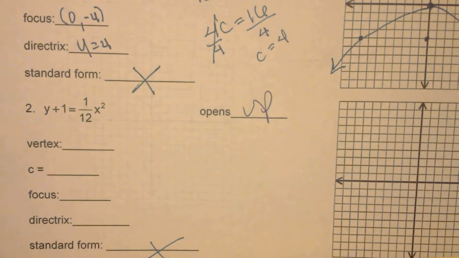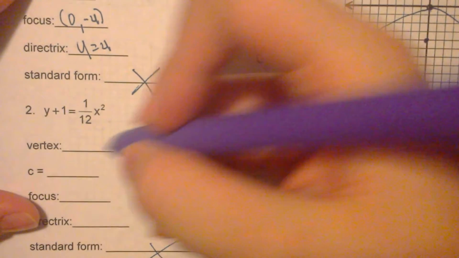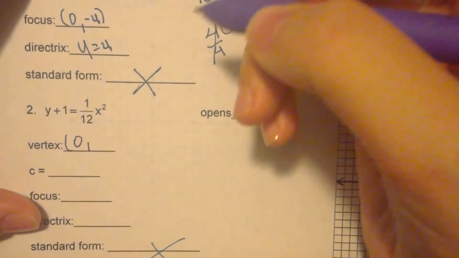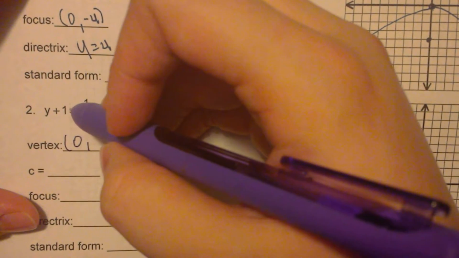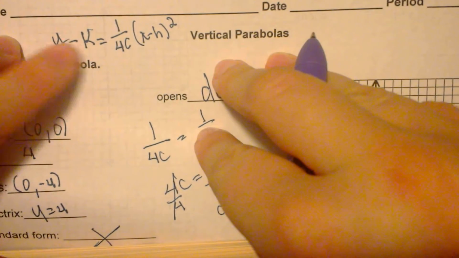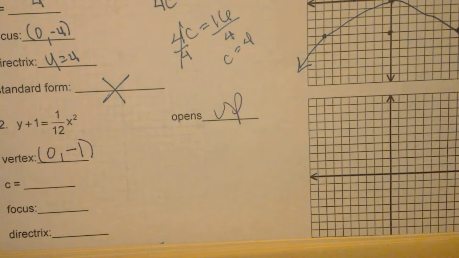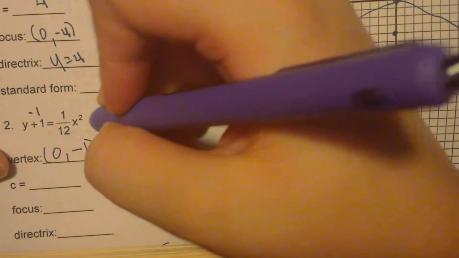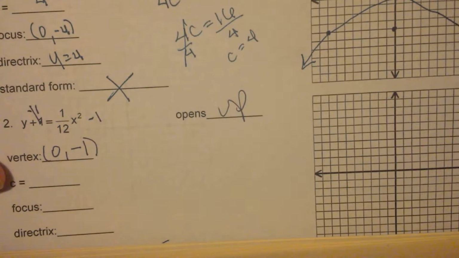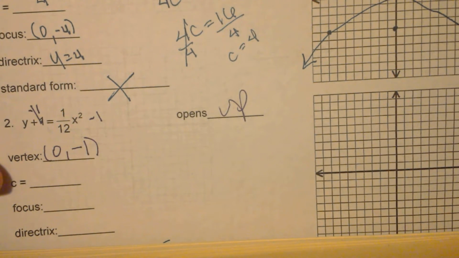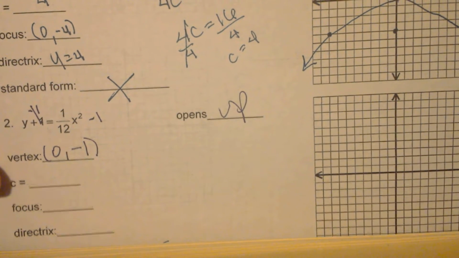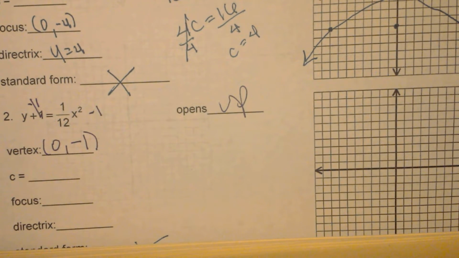So my vertex, I'm not adding or subtracting anything from x, so my x coordinate of the vertex is 0. I am adding 1 to y, but in vertex form it's y minus k, so it's negative 1. You could also have seen that if you just subtracted 1 from both sides. You get y equals 1/12 x squared minus 1. So your vertex is 0, negative 1.